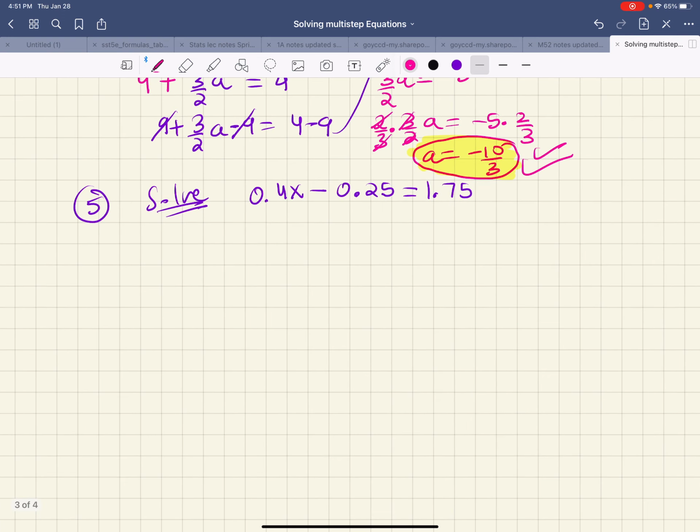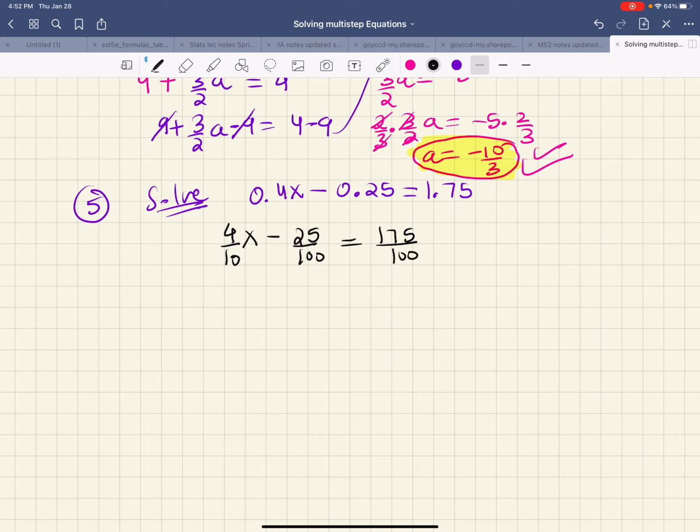Here's number 5. 0.4x minus 0.25 equals 1.75. Here you can continue working with the decimals if you prefer, but I always prefer not to work with the decimals, and I like to get rid of the decimals. So my first step, I'm going to write the decimals as fractions. So 0.4 is same thing as 4/10 x. 0.25 is same thing as 25 over 100, and 1.75 is same thing as 175 over 100.